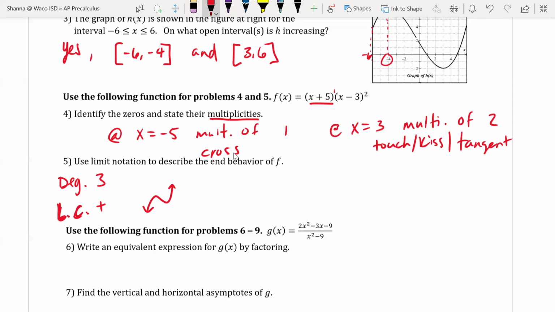Now we can describe from left to right. Sorry, I'm writing for algebra 2. You don't see that. Limit notation: the limit as x goes to -infinity of f of x equals -infinity. As x goes to positive infinity, f of x goes to positive infinity.